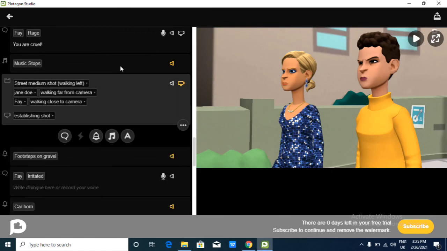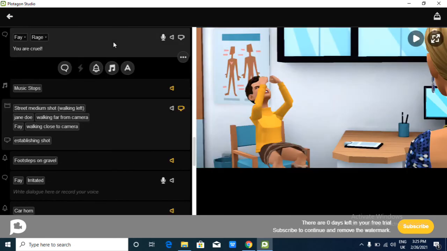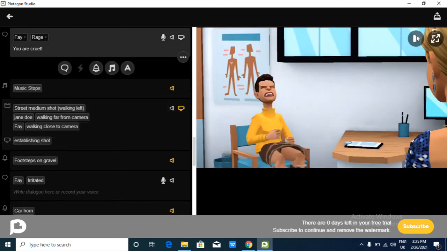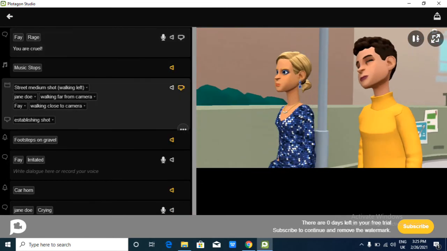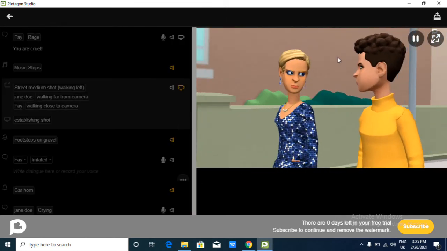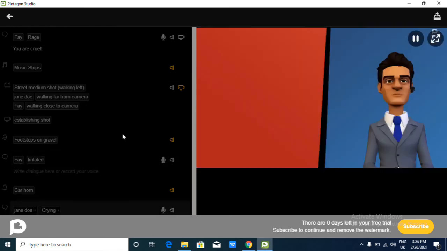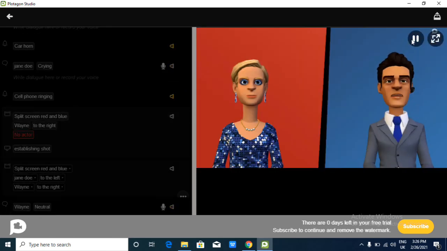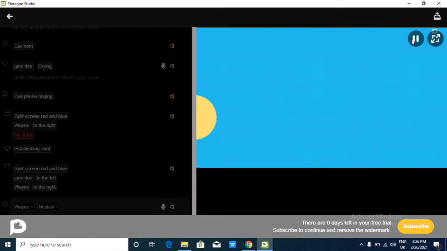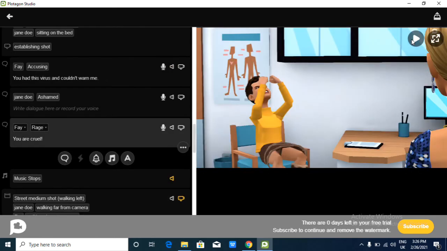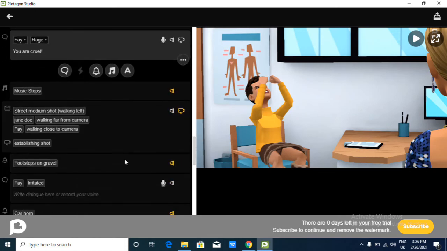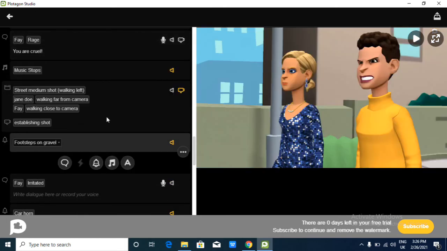Let me play this for you to see from here. You can see them walking. Now that's the car on. Hello, Jane. So that's the car on for you to know that these guys are on the road, and you can also hear the footstep on gravel that we added when they're walking.